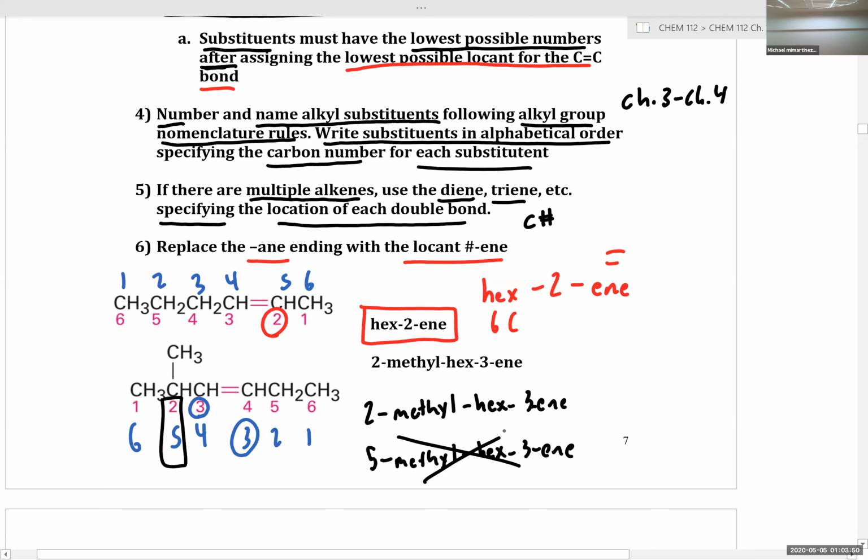So we want the smallest locant number for our alkene. If it's a tie, then and only then do we look at our substituents. Does that make sense? So this is an example of a tiebreaker where our substituent numbering breaks the tie. Does that make sense? Perfect.